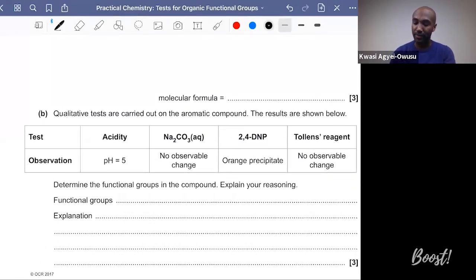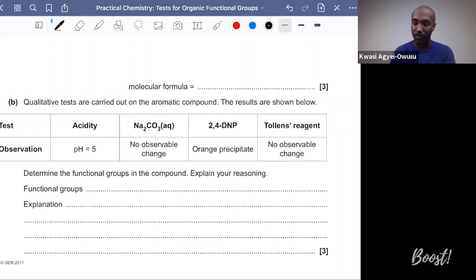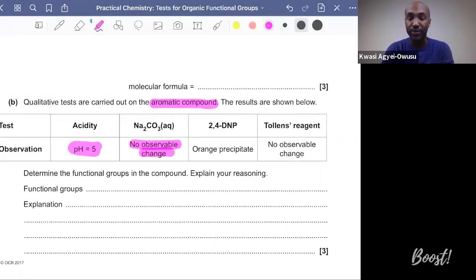and we're told that qualitative tests are carried out on the aromatic compound. So we've got an aromatic compound here, it's an important detail. The results are shown below. So the acidity of this aromatic compound is pH 5, so it is acidic, but weakly acidic. It doesn't react with sodium carbonate, so there's no formation of carbon dioxide. So we know it's not a carboxylic acid. It's perhaps useful to make that point. So it's not a carboxylic acid, but it is acidic, and that's interesting.